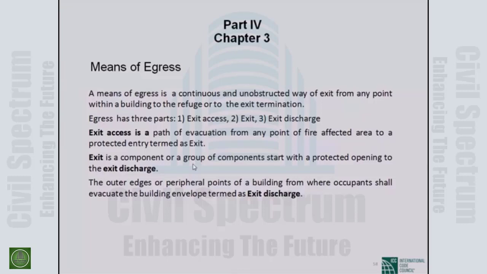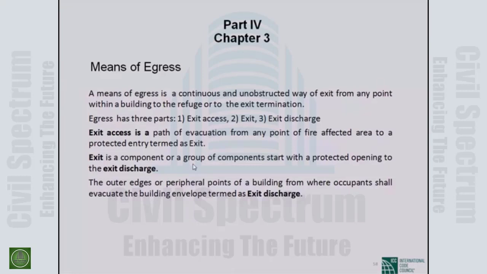Then you have to be very careful about the means of egress, and you have to be very careful about the design of means of egress. And this is the path of movement of the occupant through which he can get out safely to the outside. So now first I would say the exit access is a path of evacuation from any point of the fire affected area to a protected entry, known as the exit entry. From any point to the entry of the exit.